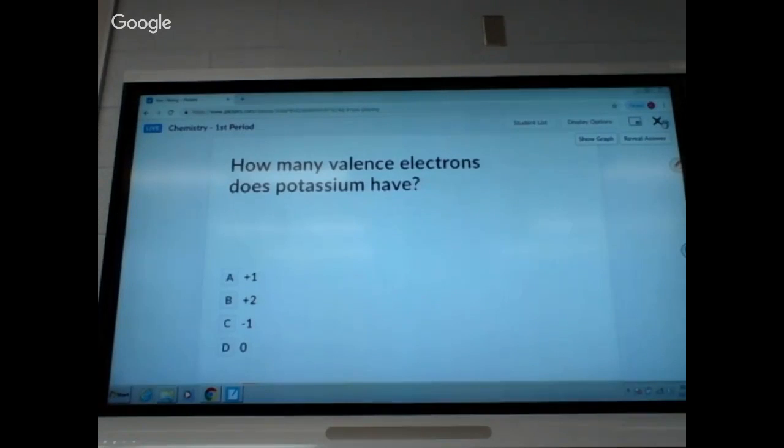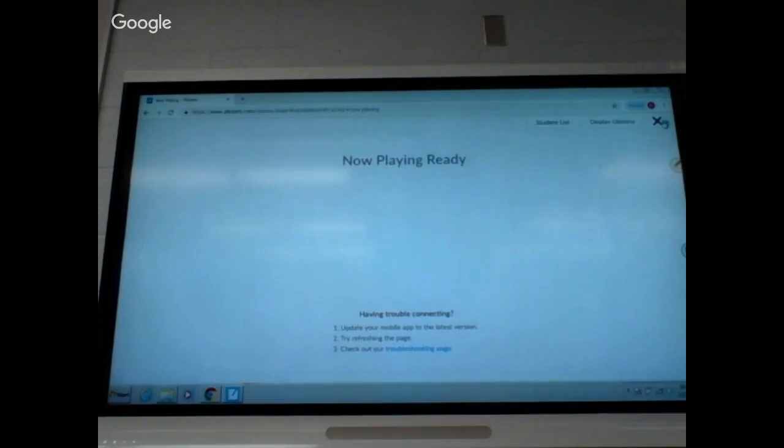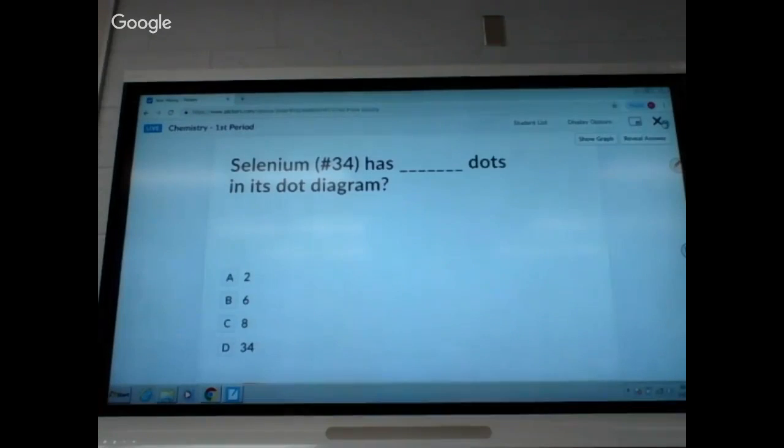Clearly I'm not getting my wish of 11-6. Valence electrons means what? Outer shell. Okay? So there should only be 1. And some of these aren't just from today, because remember, the puzzle will include stuff from the last unit also.